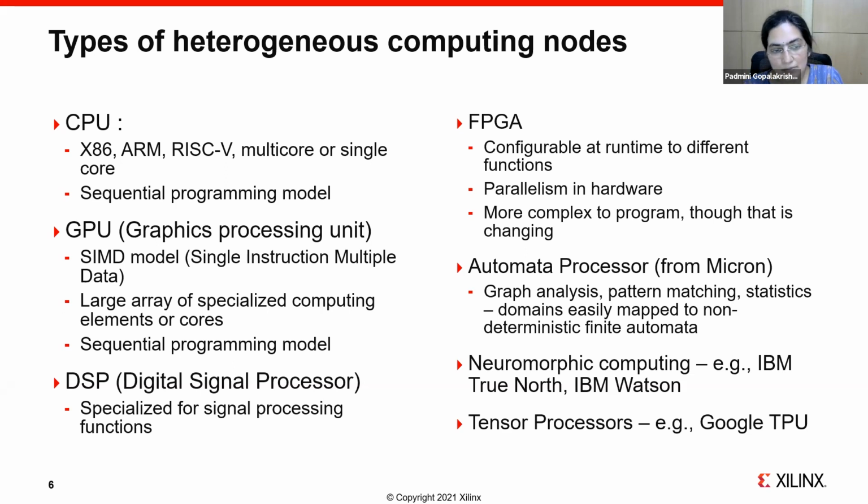Now, next you have GPUs. GPUs consist of an array of specialized computing elements or cores. Each core is smaller than a CPU core, but it is really tuned to do certain types of instructions well. The whole GPU architecture is actually tuned to be able to do the same operation on large amounts of data in parallel. And this model is called SIMD, which stands for Single Instruction Multiple Data.